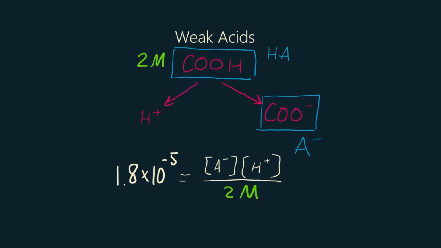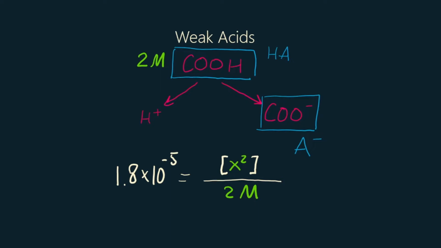But now we have a problem. We have 2 variables, A- and H+. So how do we solve it? The answer is that we know that these numbers are equal, because for every COOH that breaks, you always get 1 H+ for each COO-. So since they are equal numbers, we can just set both of them equal to x.